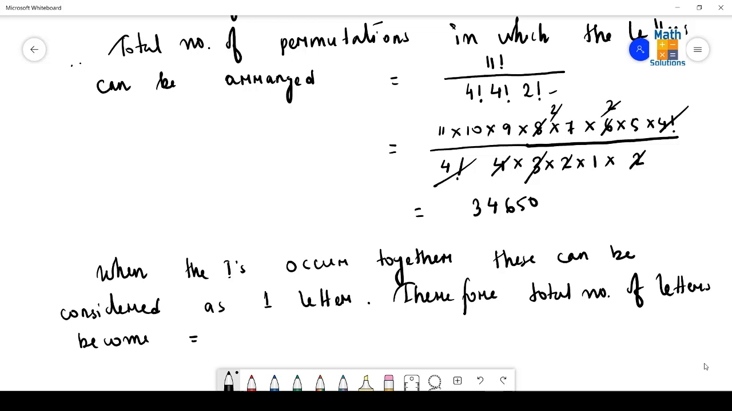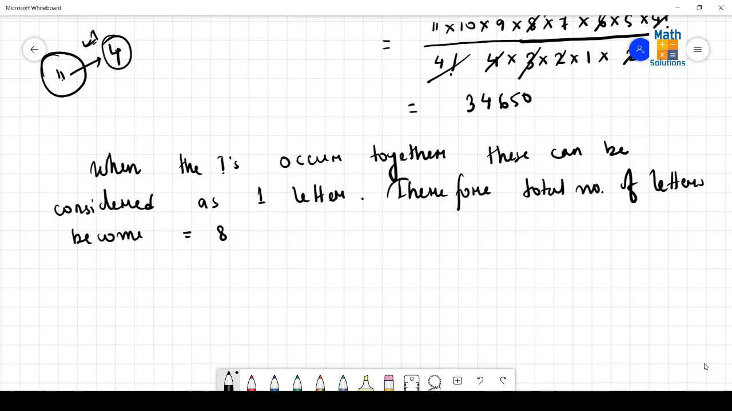Amongst these 11 letters, a total of 11 letters were there. Out of these, 4 letters were 4 i's. So if we consider these 4 i's as a single letter, in total how many letters do we get? 11 minus 4 is 7, 7 plus 1 will be 8. So in total 8 letters we shall be getting here.